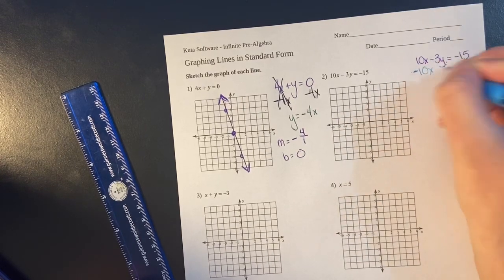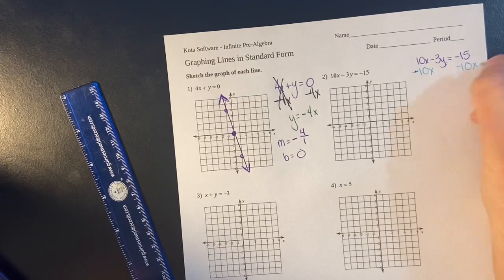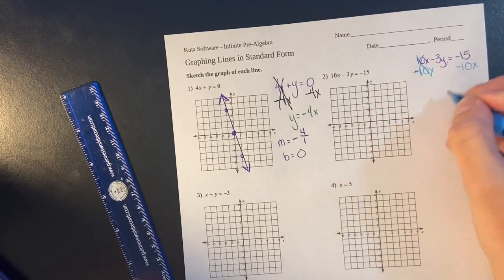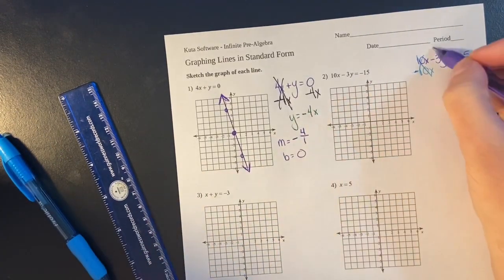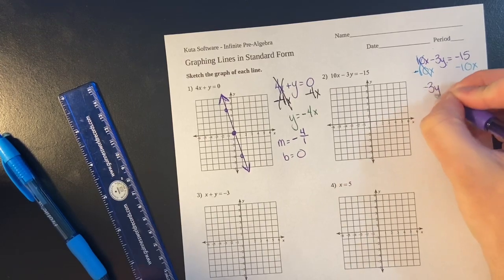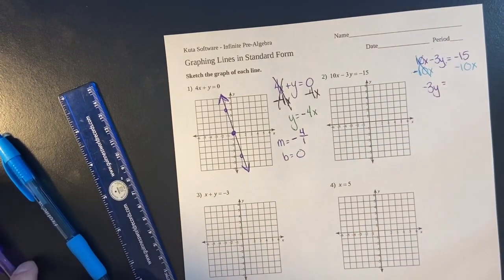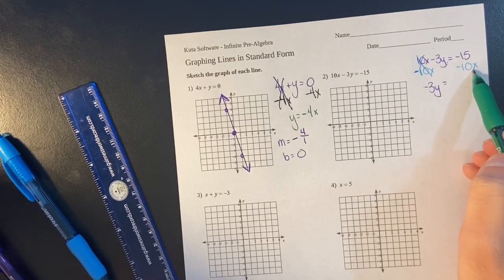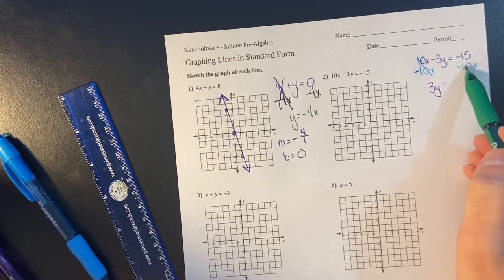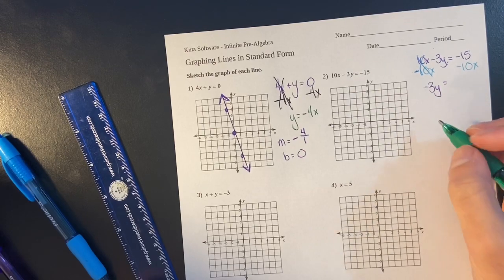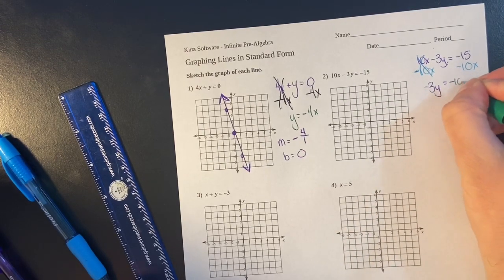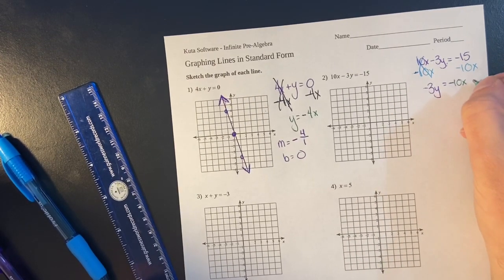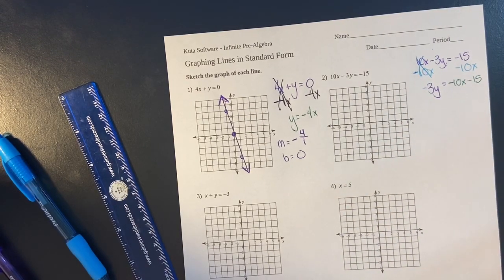Minus 10x, minus 10x, cross it out. Drop down the negative 3y. Drop down the equals. Does negative 15 and negative 10x combine? No, because this guy has an x and that guy doesn't. I'm going to write out negative 10x first because it's more like slope-intercept form, and then I'm going to write out minus 15, which is the same as negative 15.